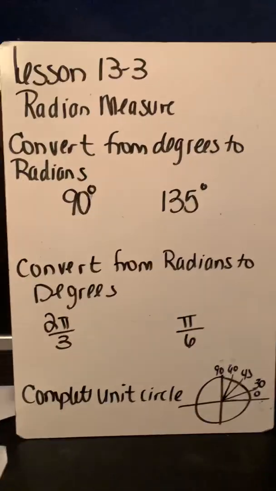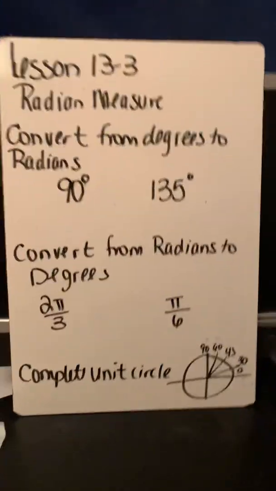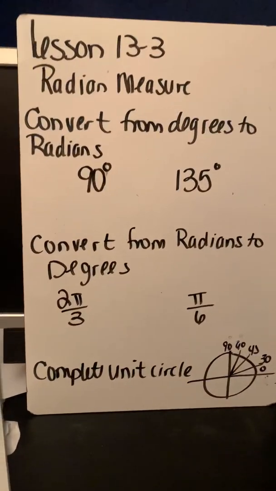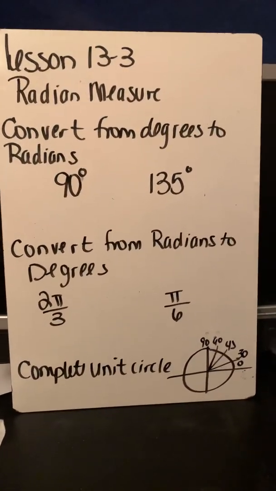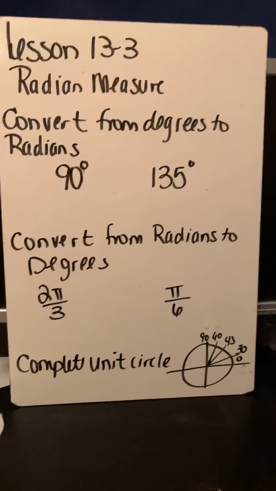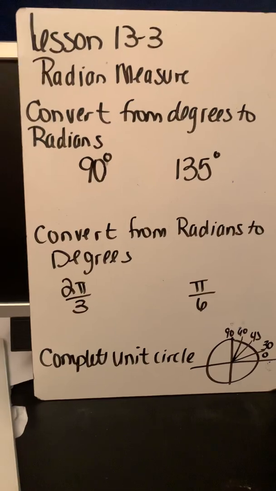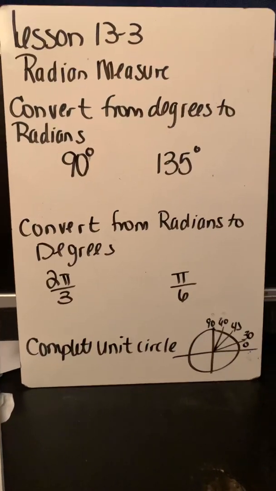Algebra 2. Today we're going to be doing lesson 13-3, Radian Measure. We've got three different concepts that we're going to be looking at. Converting from radians to degrees and from degrees to radians. Those are going to be our two main concepts.